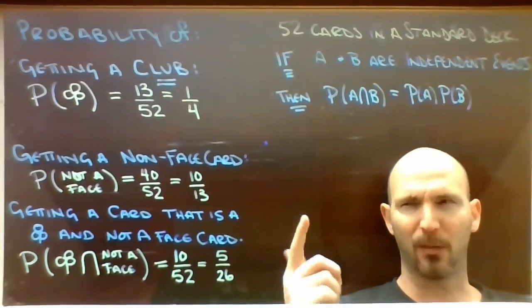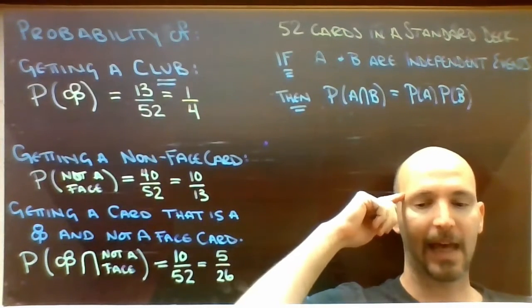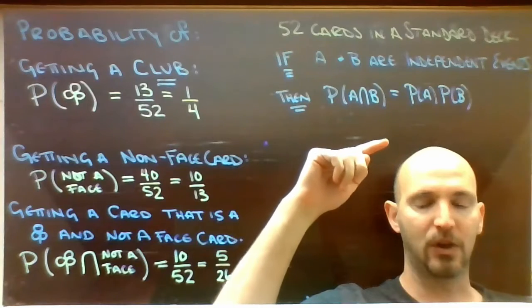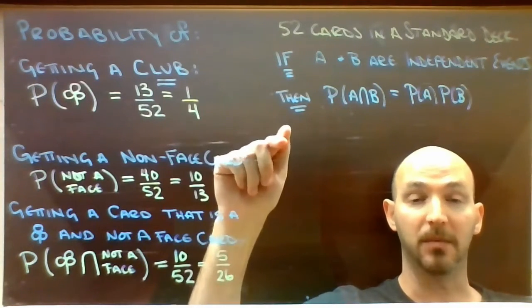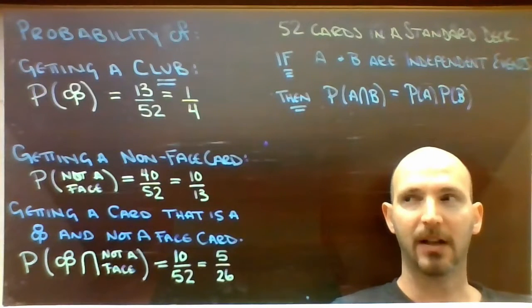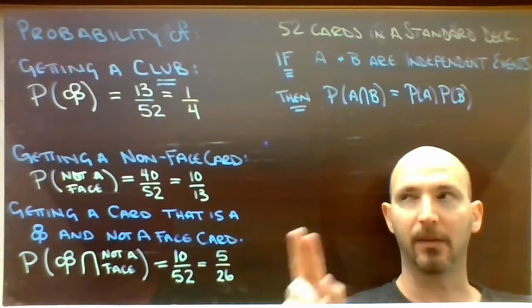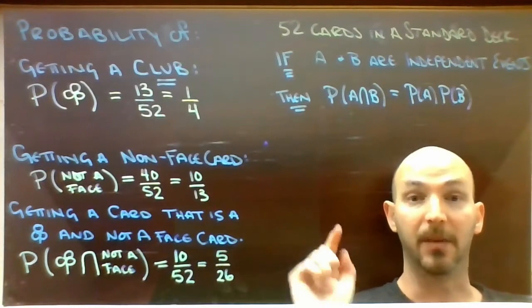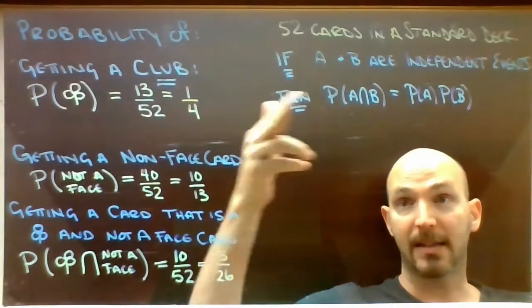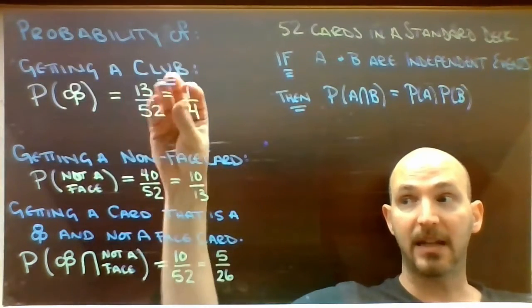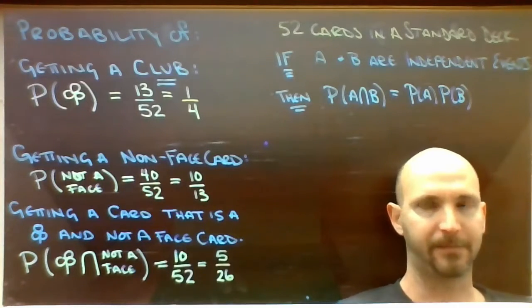The flip side of that, which is maybe the more interesting one, is that if you do this calculation and the observed probability and your theoretical calculated probability don't match, then that's a sign that two things are in fact connected somehow, even if you don't think they should be. But we're going to get to that shortly. So we're going to try this out with this idea of being a club and not a face card, because we already have an answer for that.